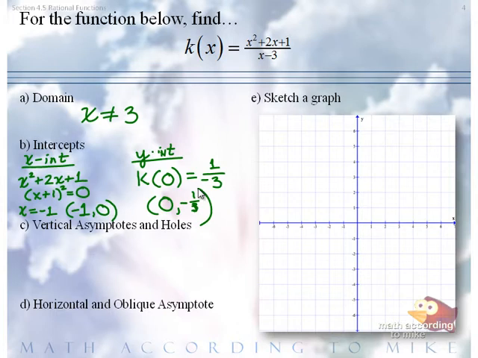Put the numbers not in the domain into the numerator. We only have one number here, 3. If you put in 3, do you get 0? Nope. So what happens at x equals 3? The vertical asymptote. Again, write it as an equation.